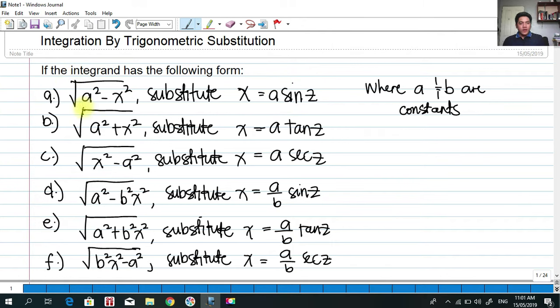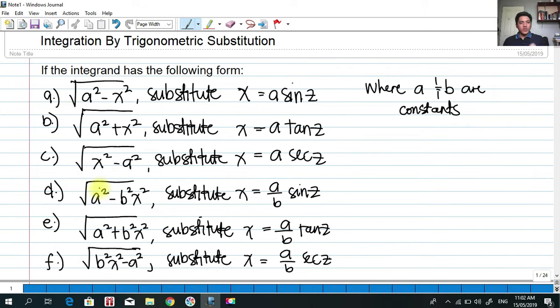For example, square root of a squared minus x squared, then we're going to substitute x is equal to a sine z, where a here and b here, actually for the following formulas, are constants. Okay? So for letter b, if the integral has this form, square root of a squared plus x squared, we can substitute x simply as x is equal to a tangent z. And of course, for letter c, square root of x squared minus a squared, that is not the same with letter a.